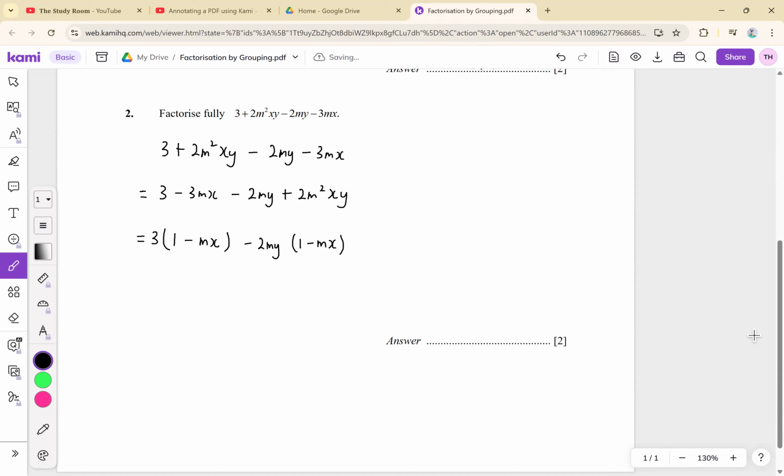So finally we have the common factor of 1 minus mx. Then we can finish up the question by factorizing it out. From here we are left with the 3, and from here we are left with the minus 2my. So this would be the final answer. Now what you should do is go and try the questions in the assignment that we give you, and do some more practice, and you will be able to master how to do factorization by grouping.